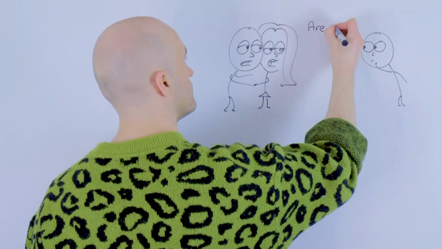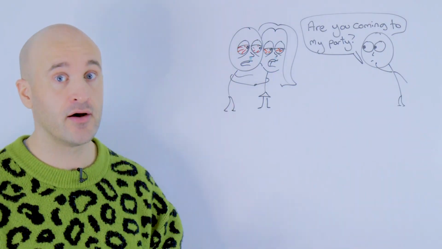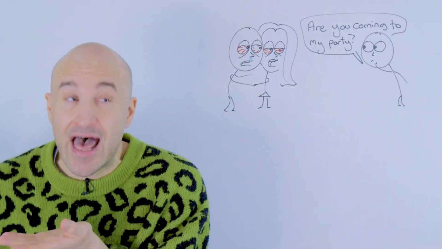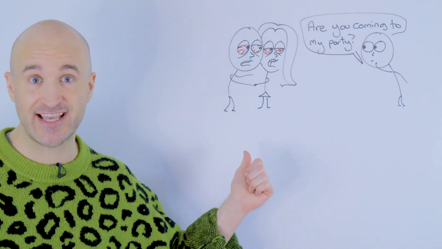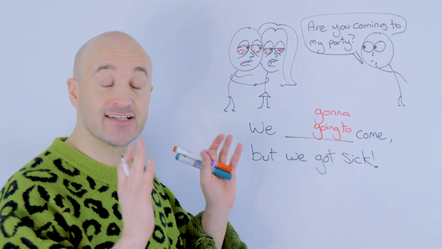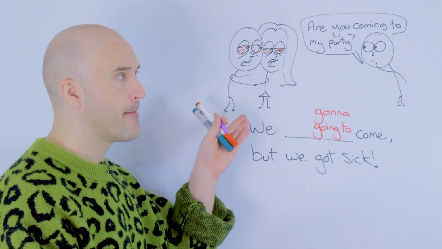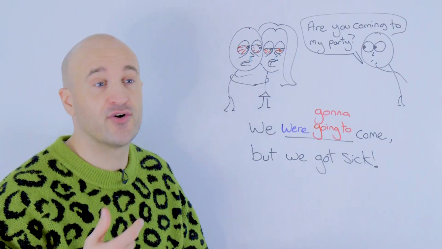So, quick English quiz. What is the full sentence for these situations? He wants to ask, hey, are you two coming to my party? But they are very sick. They want to say, well, we planned to come to your party, but now, no, we're sick. How can they say that? Remember, the plan is going to, or gonna, and it's not the current plan, it's a past plan. So I was, he, she, it was. We were going to come, but we got sick.